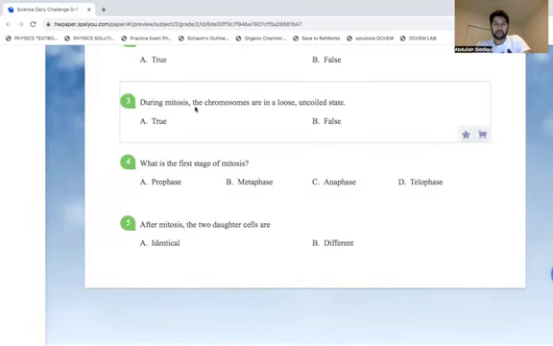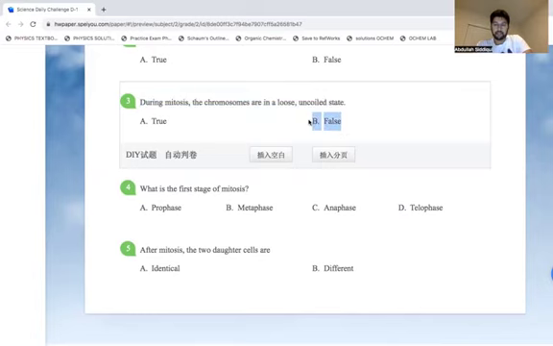Number 3, during mitosis, the chromosomes are in a loose, uncoiled state. So this is going to be a false statement. And the reason for this is because during mitosis, the 46 chromosomes, they're moving all over the cells, right? They're moving across the metaphase plate, and they're being tugged apart, etc. And if these chromosomes are in this loose, uncoiled state, and they're being pushed around and dragged, in that specific scenario, these chromosomes would be tangled up so easily, and there's a very high likelihood that they could be torn or ripped apart. Therefore, during mitosis, the chromosomes are actually in a very condensed, supercoiled state.